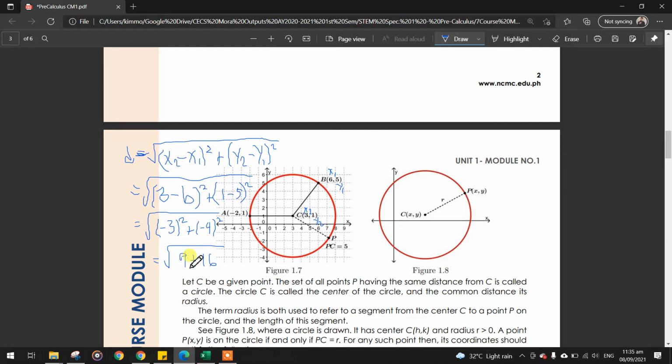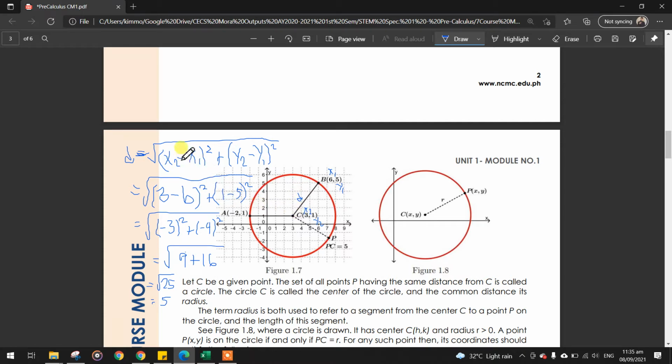Next is to add what is inside the square root sign or radical sign. That is 9 plus 16 is 25. So square root of 25. And square root of 25 is equal to 5. Right? Because 5 times 5 is equal to 25. So, this is the distance from B to C.